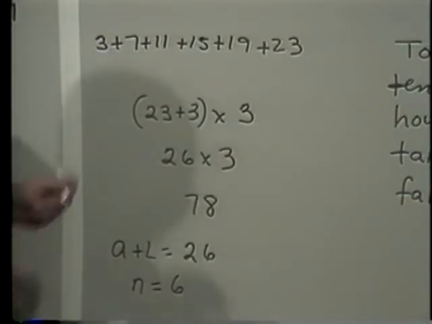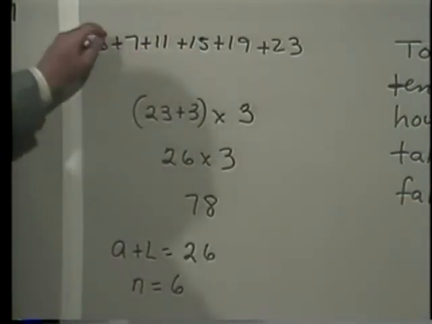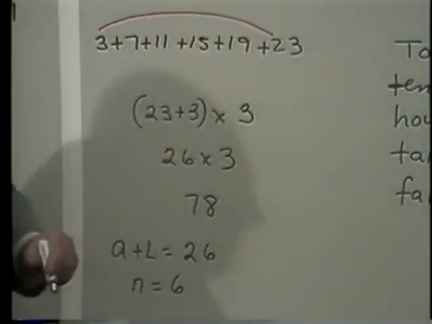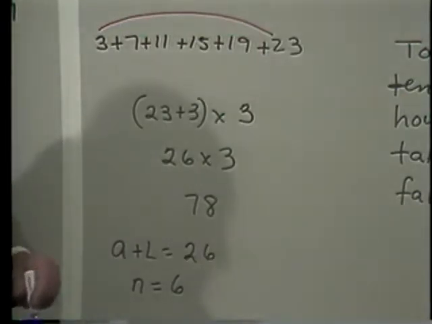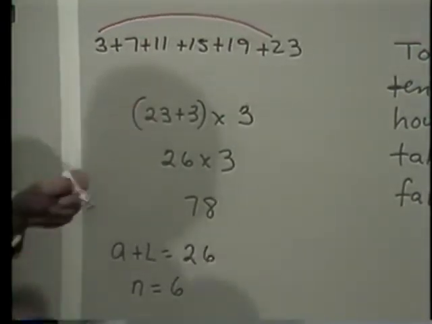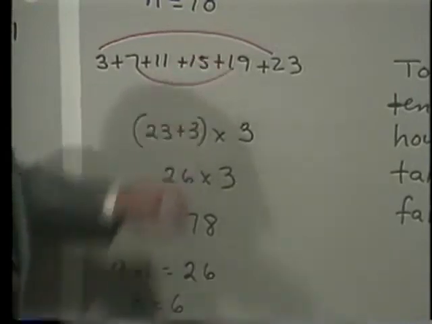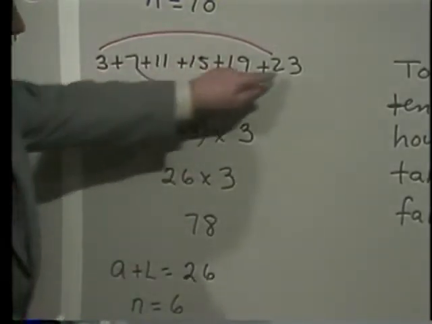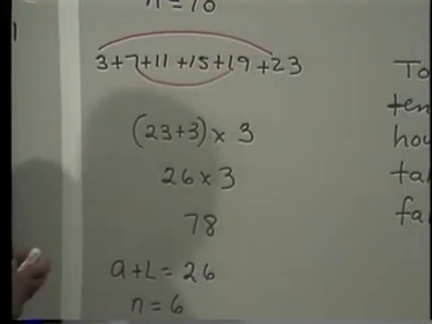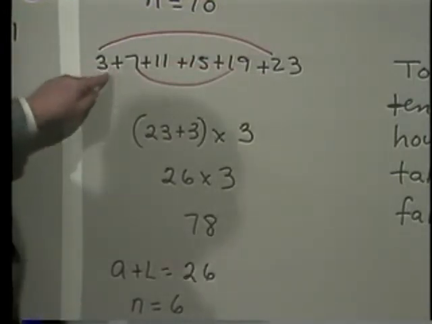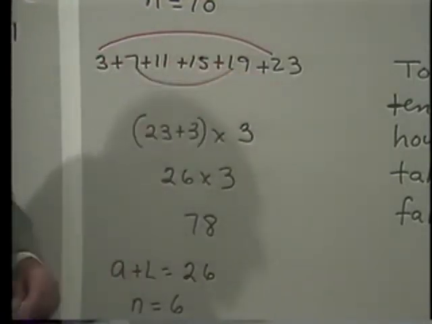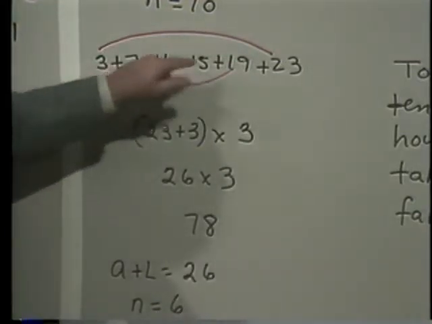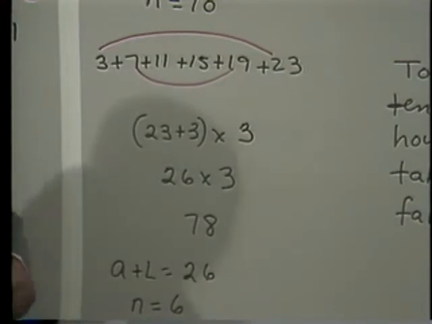What that means is, to add up these numbers, I look at the first and the last. That adds up to what? 26, doesn't it? 23 plus 3 is 26. What are these two numbers going to add up to? Also 26, because this increased by 4, this decreased by 4. So you see, if I add the first number and the last number, that's what each pair is going to add up to. And how many pairs do I have? Since I have 6 numbers, there are 3 pairs.